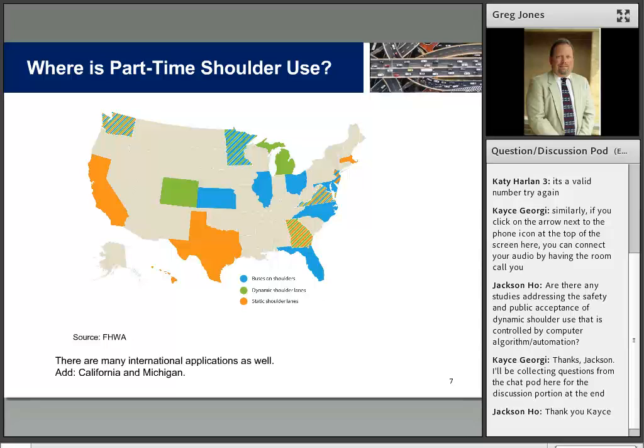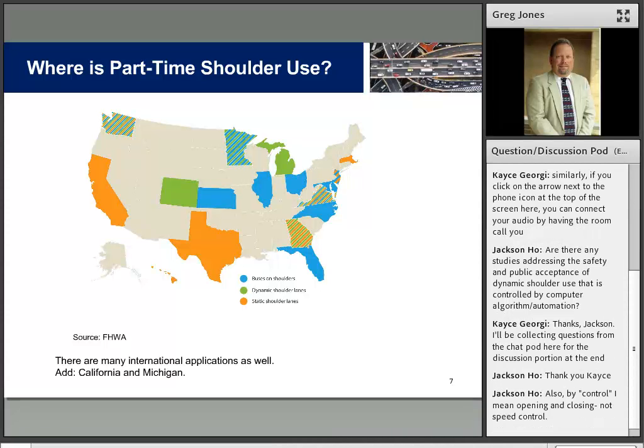So where's it been used? Well, this map shows 17 states that have utilized part-time shoulders in one of the three categories. The original applications were mostly bus-on shoulders and a few static applications. But in the last 5 years, we've seen a number of dynamic applications that have also come online. And that seems to be the trend that we're seeing these days.